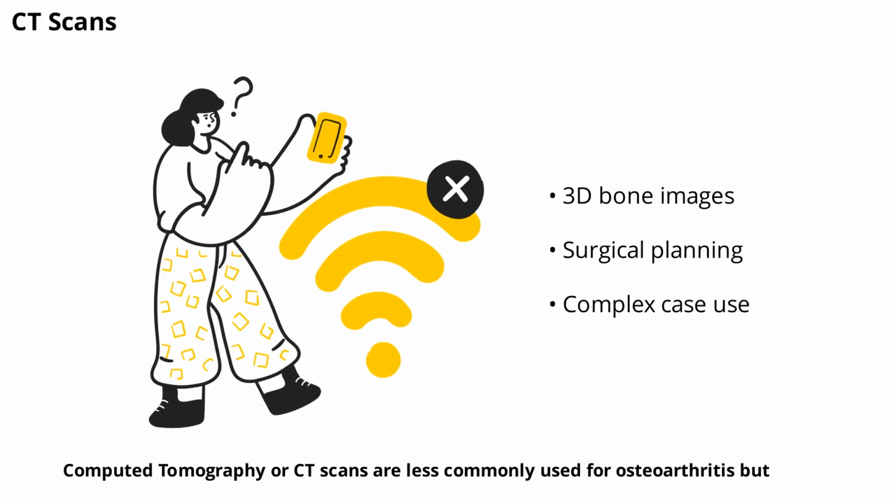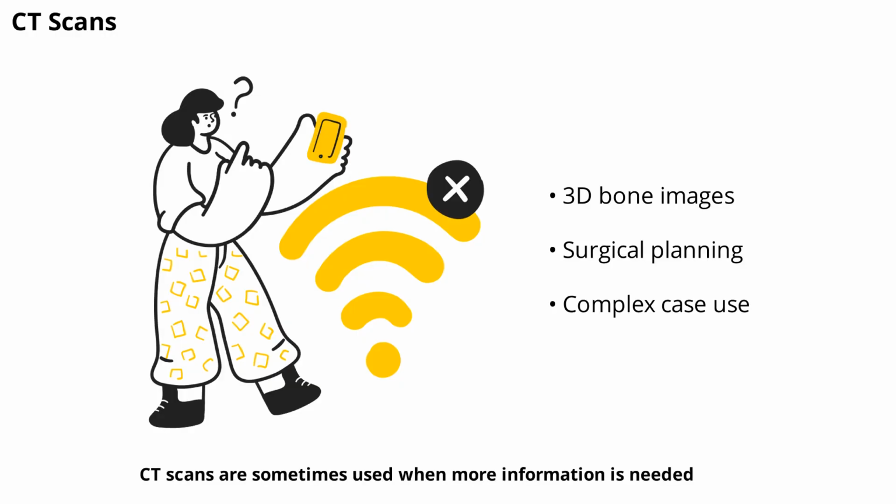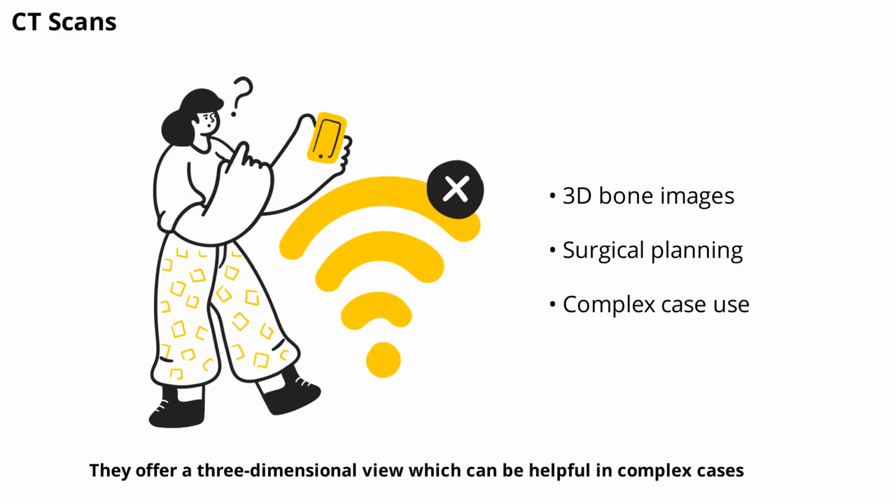Computed tomography, or CT scans, are less commonly used for osteoarthritis but can provide detailed images of bone structure. CT scans are sometimes used when more information is needed about the extent of bone damage or when planning for surgery. They offer a three-dimensional view which can be helpful in complex cases.